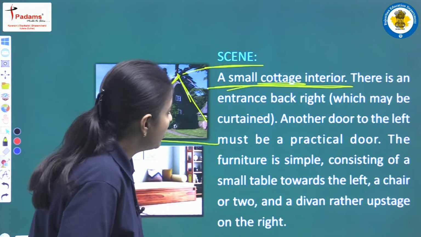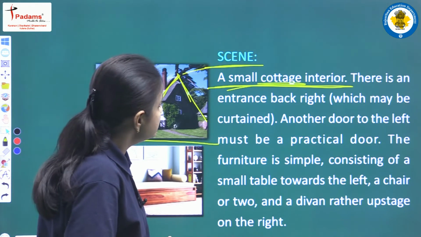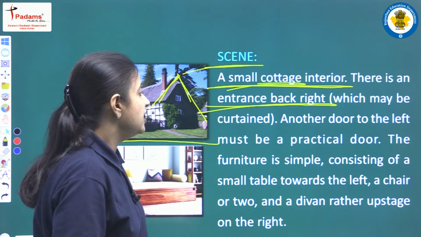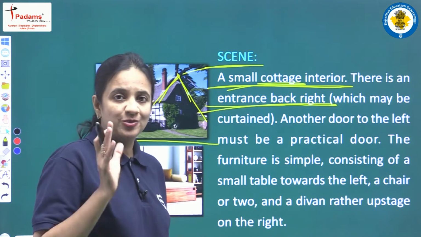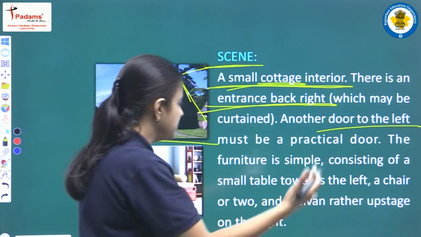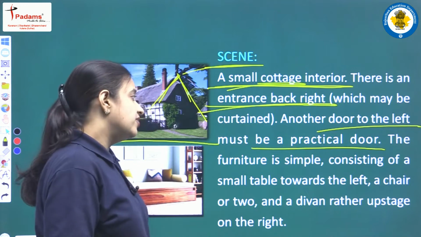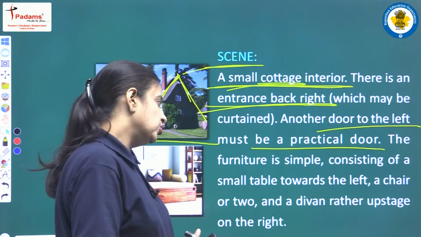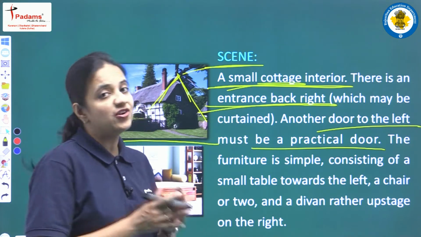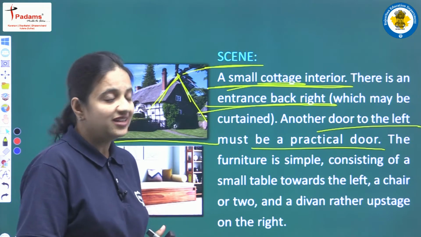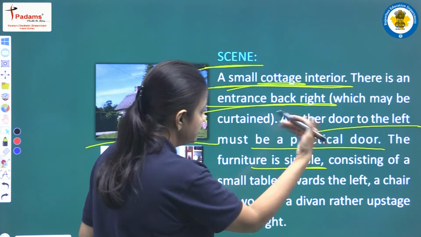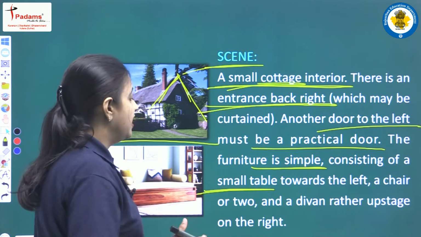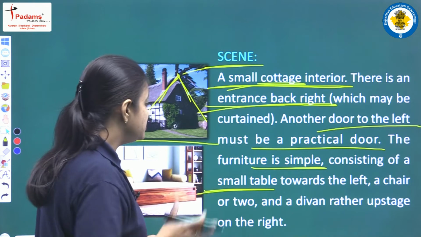There is an entrance back right, and what is there on the stage? We can see one entrance on the back right side which may be curtained. Another door to the left must be a practical door. One more door is on the left side and this is the practical door. The furniture is simple, consisting of a small table towards the left, a chair or two and a divan rather upstairs on the right, and we can see some furniture there. So the furniture is very simple: a small table towards the left side, one or two chairs, and one divan that is rather upstairs on the right.